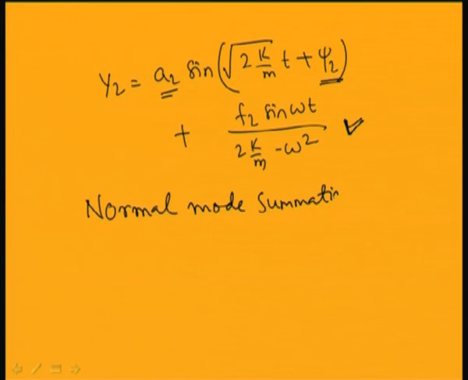Normal mode summation method. In many forced vibration cases the frequencies of excitation are very low, so let us take one example of a multi-storied building. This multi-storied building is subjected to an earthquake excitation. Let us take a 10-storied building.